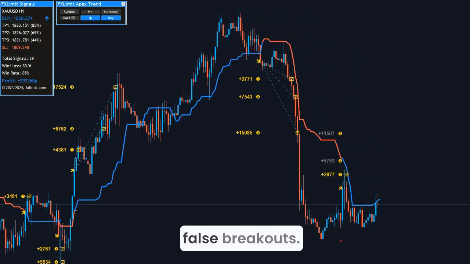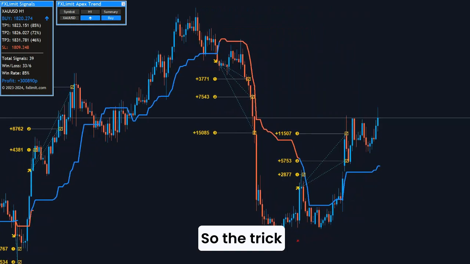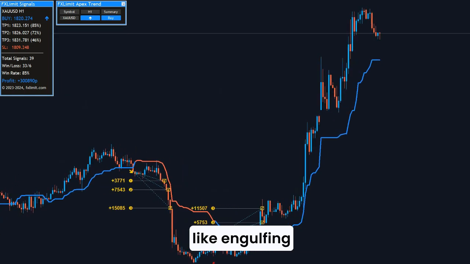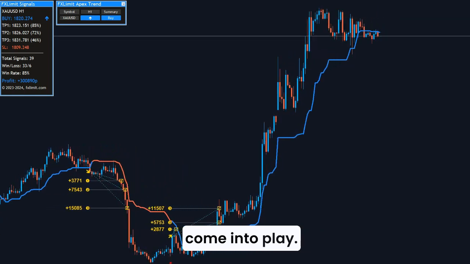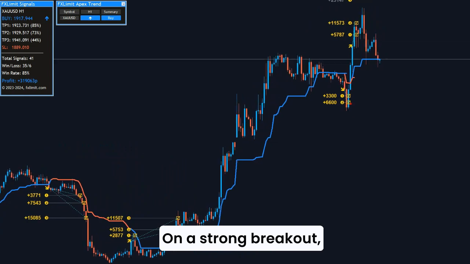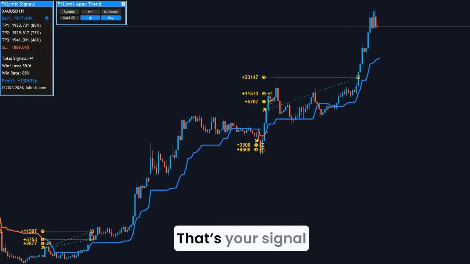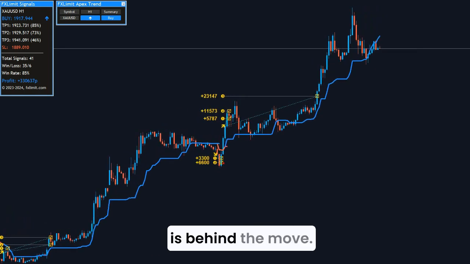Volatility often leads to false breakouts. So the trick is waiting for confirmation. This is where candlestick patterns like engulfing candles or pin bars come into play. On a strong breakout, you want to see a follow-through candle that closes beyond the zone. That's your signal that momentum is behind the move.